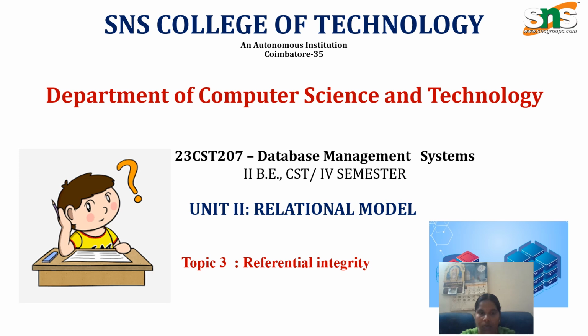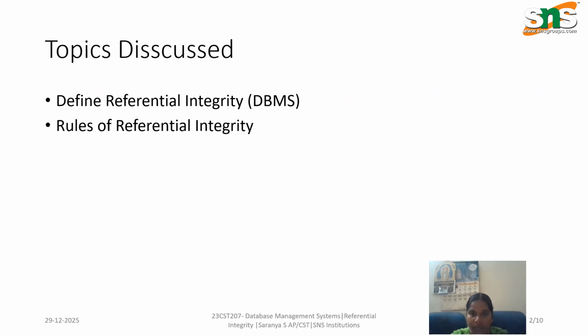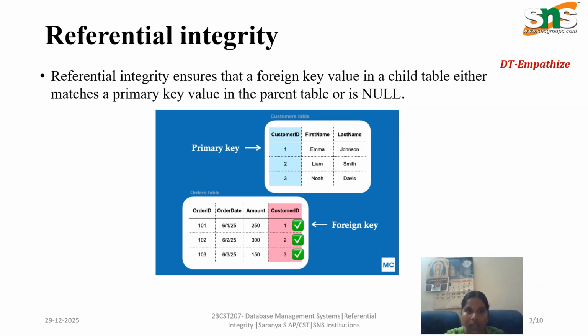Today we are going to discuss referential integrity in the relational database model. First of all, integrity constraints. Referential integrity ensures that the foreign key values in the child table either match the primary key values in the parent table or are null.